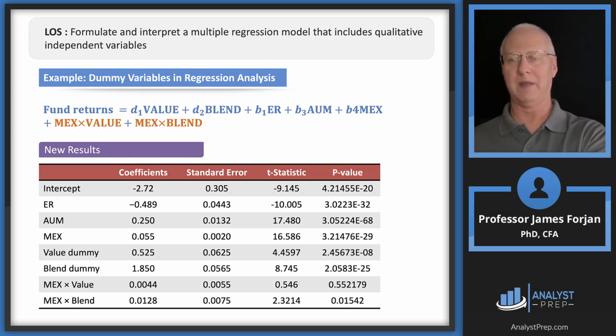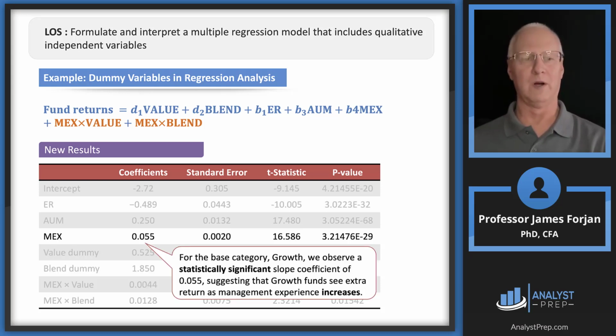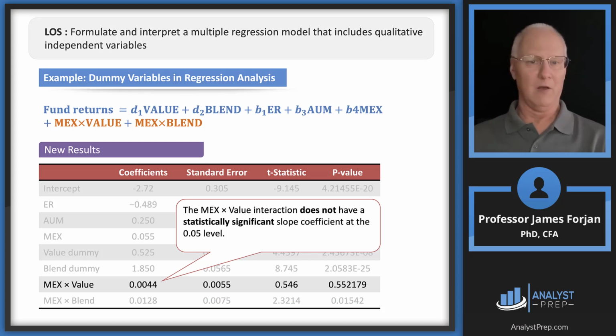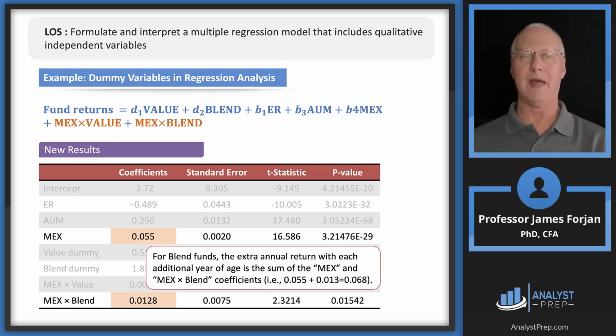Oh, by the way, look at that p-value down there. It's not e to the minus 221. It's only 1.5. All right, so let's do this again here. Statistically significant slope coefficient, right? So our indication was that management experience was an important variable. But now, when we interact that with value, it is not significant at the 5% level, but it is significant when we combine that with blend.